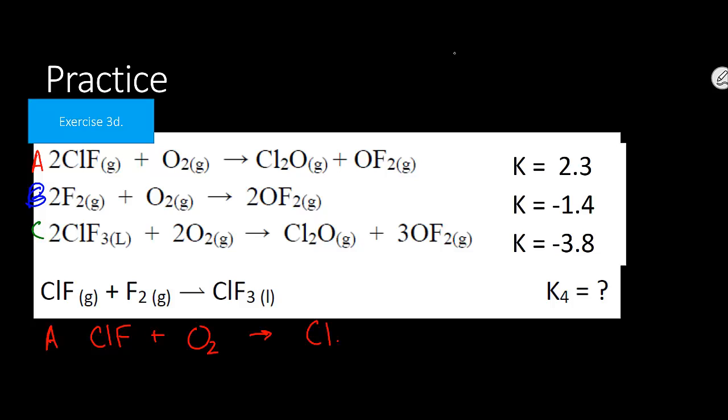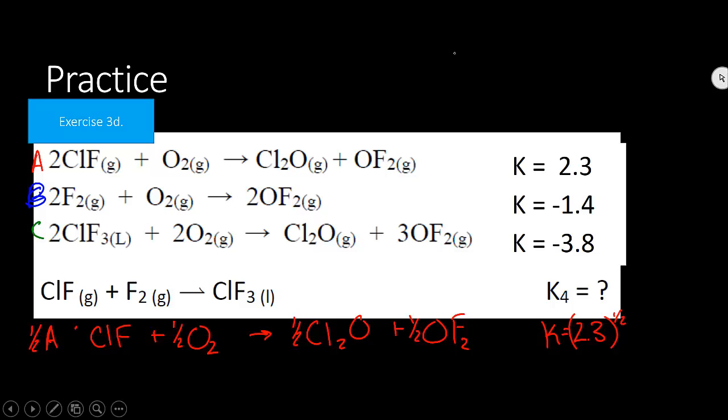So I'll take reaction A, however, I need half of reaction A to end up with 1 chlorine monofluoride. So if I take half of reaction A, that means the value of K for reaction A, I'll raise to the half. Now with that out of the way, what's my next reactant I need? That's right, fluorine gas. Fluorine gas appears in reaction B.